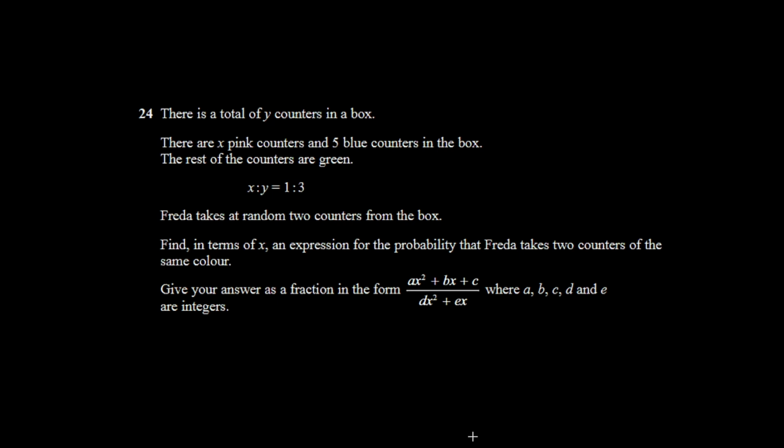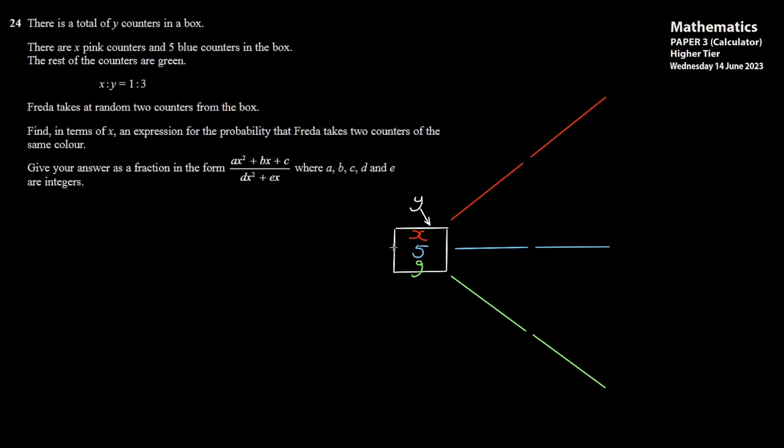Here's a probability tree of roughly what's going on. Okay, this is the situation. We've got y counters in a box. We're told the number of pink counters is x. We've got 5 blue and a mystery number of green, but we're told that the ratio of x to y is 1 to 3. So let's first of all deal with this ratio. I can say that x over y is equal to 1 over 3, and therefore y is equal to 3x.